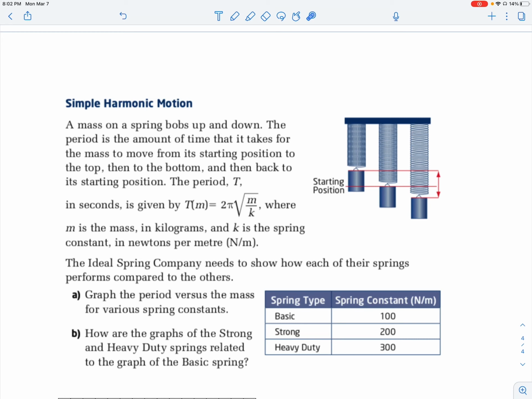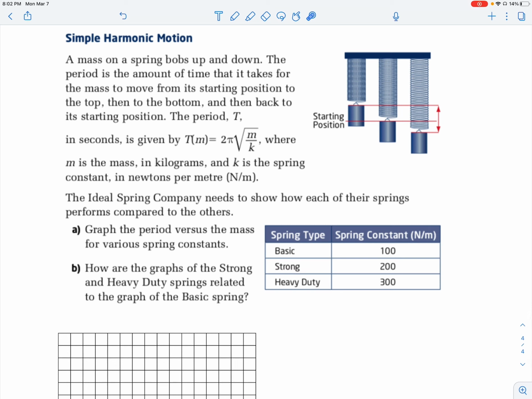Basically, the spring constant tells you how soft or how stiff the spring is. If you have a high spring constant, it means it takes a lot of force to stretch it a meter, so it's a really hard, tight spring. If you have a soft spring, it takes a little bit of force and you can easily stretch it.